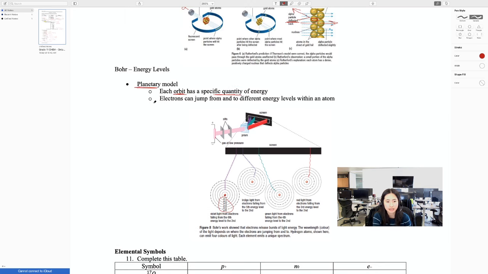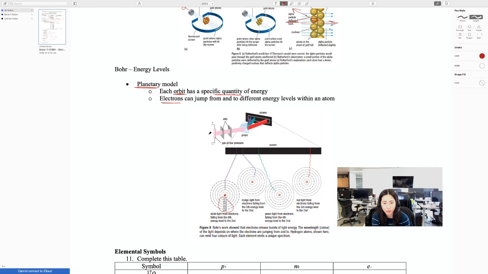What he was saying is that these electrons, even though they're located in a specific orbit, are able to absorb energy and emit energy, based on whether they're jumping from a higher energy level to a lower energy level or vice versa. So that's what he proposed.